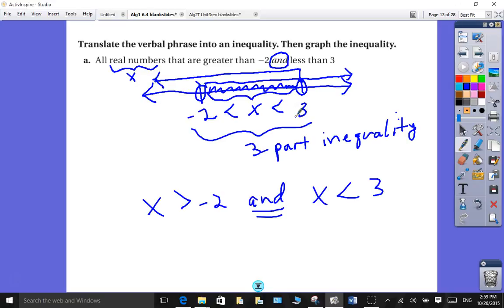You're going to see it over and over again. And it just can't be so complicated. It just means that x is in between the number on the left and the number on the right. Notice that these symbols, less than and less than, they're pointing in the same direction. They have to.